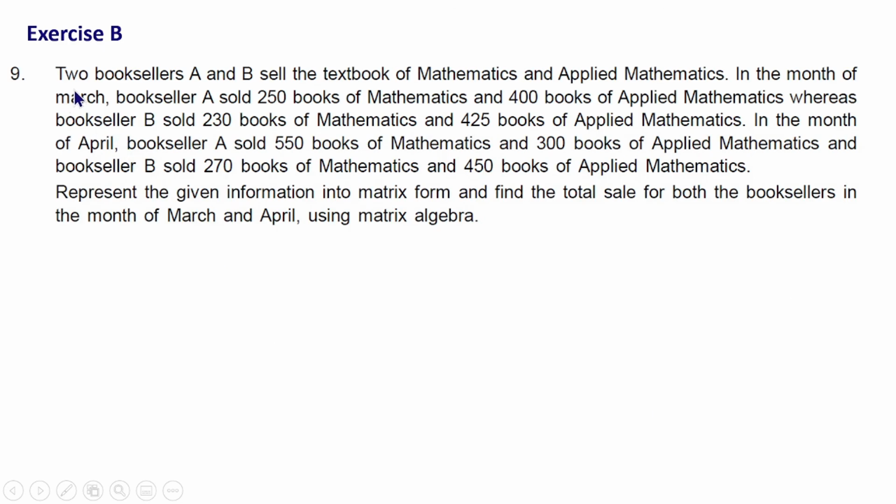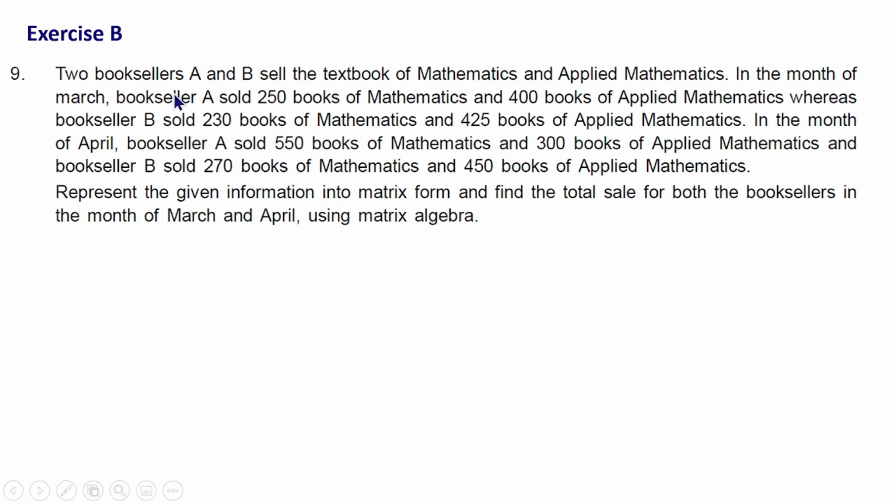Next question. Two booksellers A and B sell the textbook of mathematics and applied mathematics. In the month of March, bookseller A sold 250 books of mathematics and 400 books of applied mathematics, whereas bookseller B sold 230 books of mathematics and 425 books of applied mathematics. In the month of April, bookseller A sold 550 books of mathematics and 300 books of applied mathematics, and bookseller B sold 270 books of mathematics and 450 books of applied mathematics. Represent the given information into a matrix form and find the total sale for both the booksellers in the month of March and April using matrix algebra.